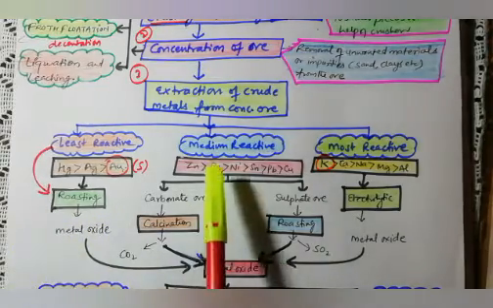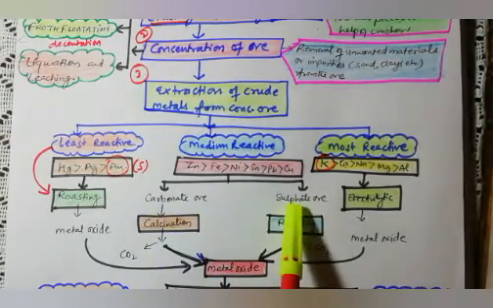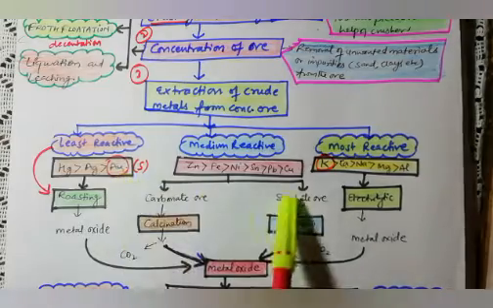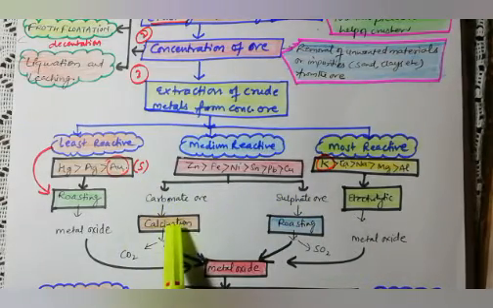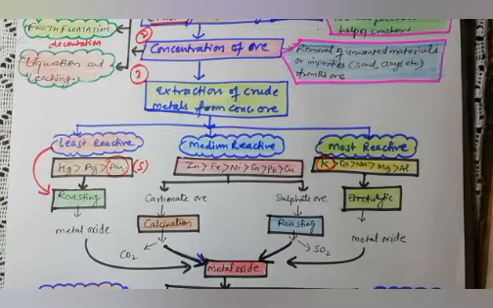Okay, after that, medium reactive metals can be of two types. One is carbonate ore, the second is sulfate ore. Sulfate ore can be sulfide ore. So for carbonate ore, the process is calcination. It is the process of heating the ore strongly, either in a limited supply of air or in the absence of air. This is the major difference.